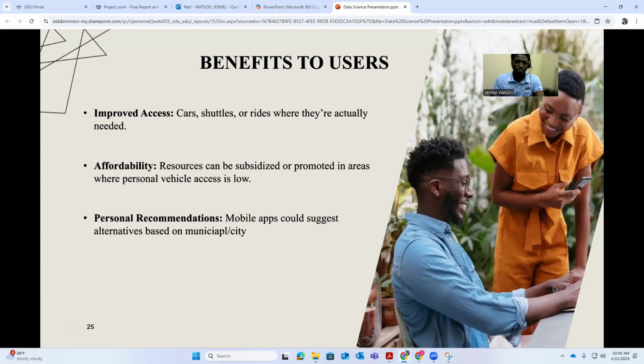Benefits to our users: our users would have improved access to cars. It would be more affordable since the cars that we're using are cars that are already owned by individuals, so we wouldn't have to buy additional vehicles. Personal recommendations can be made through mobile apps based on your municipality or which city you're located in.